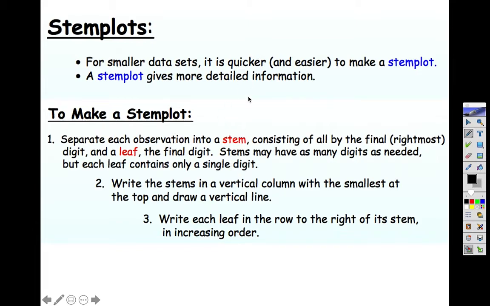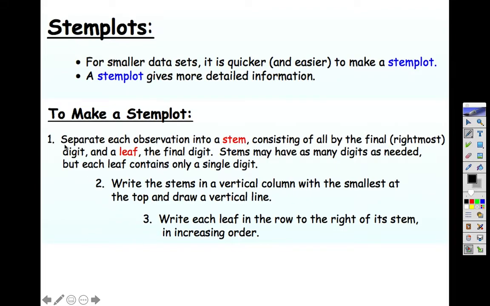Now, we are also going to make our own graphs, and we start today with the stem plot. We've seen a dot plot before. Now we make stem plots. You've also maybe heard these as stem and leaf plots. A stem and leaf plot we are going to use when we have smaller data sets, and it gives you more detailed information than our dot plots. So it's a three-step process.